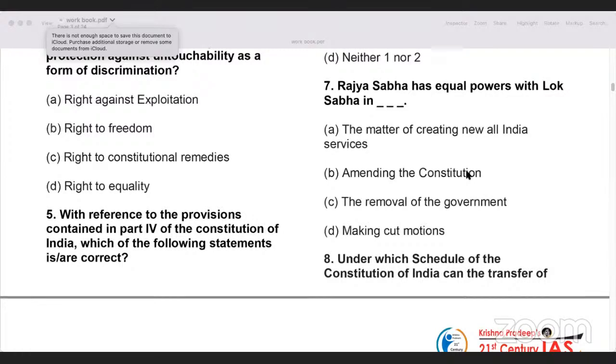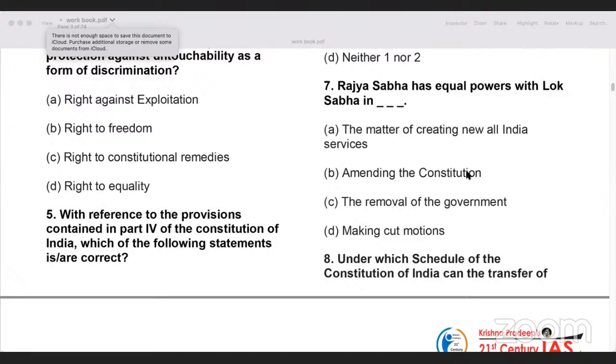Suppose we take P.V. Narasimha Rao. When he was appointed as the Prime Minister, he was not a member of Parliament. Deve Gowda was also not a member of Parliament when he became Prime Minister. Then they later got elected to Parliament. P.V. Narasimha Rao got elected to the Lok Sabha, while Deve Gowda was elected to the Rajya Sabha. Meaning, the Prime Minister can represent any house.